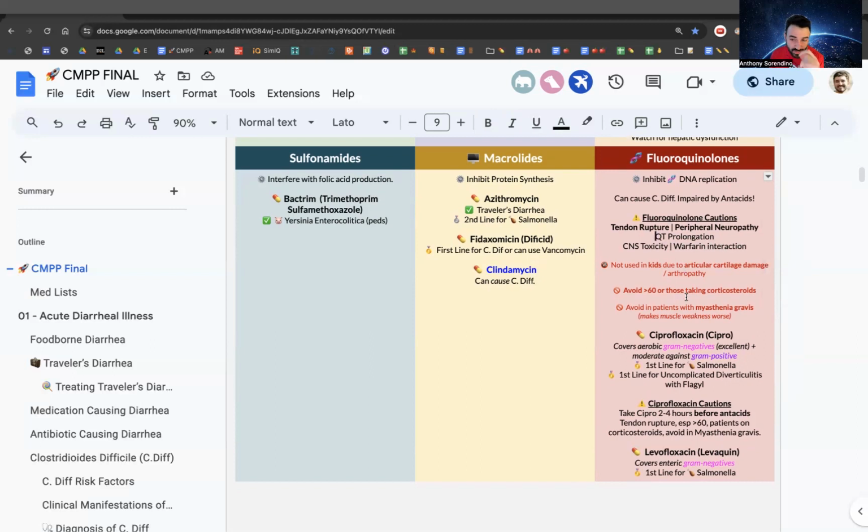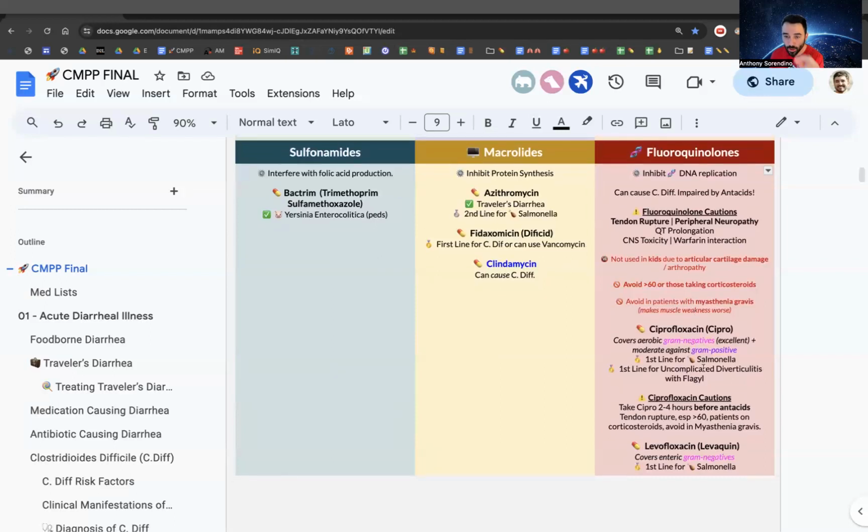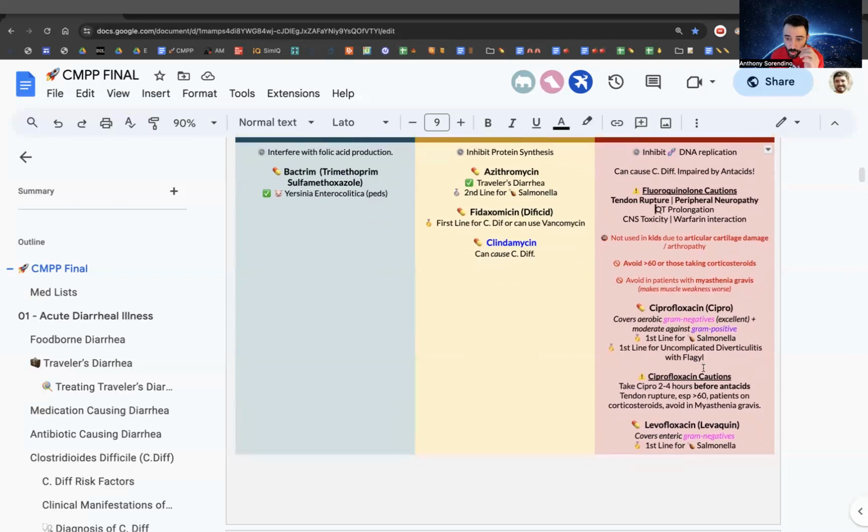We don't want to use fluoroquinolones in kids due to articular cartilage damage or arthropathy. We want to avoid in those over 60 or those taking corticosteroids. Again, these can cause tendon rupture as well. We also want to avoid this in patients with myasthenia gravis because this makes muscle weakness worse. Okay, ciprofloxacin specifically, great gram-negative coverage. That's usually the case for fluoroquinolones. Moderate against gram-positive, okay? It's going to be our first line for salmonella. And it's our first line for uncomplicated diverticulitis with Flagyl.